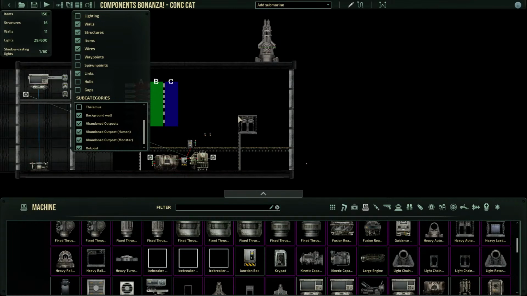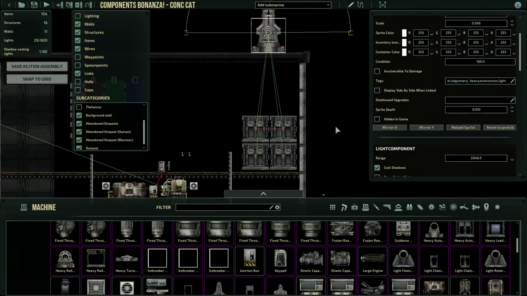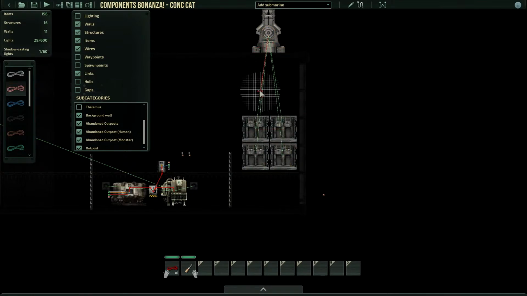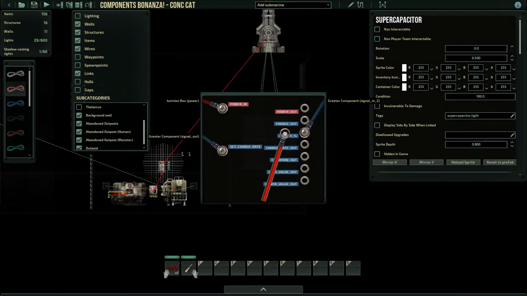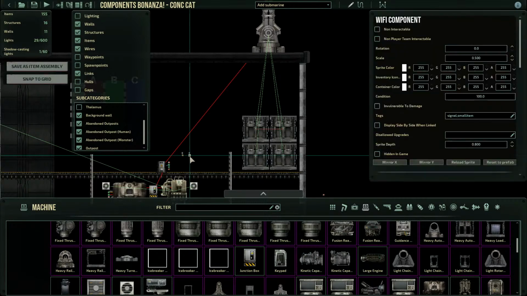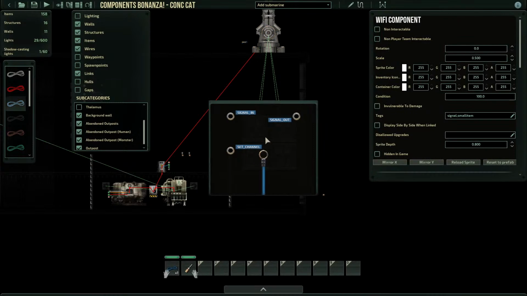It's got this massive loader here, so we're going to put a couple of these on here, because I'm pretty sure it chews through ammo. I know this is unrealistic, but... So those are linked. This thing is power in from... Like I said, it's not pretty. And then we're going to put a Wi-Fi component over here. Connect it to the trigger in.